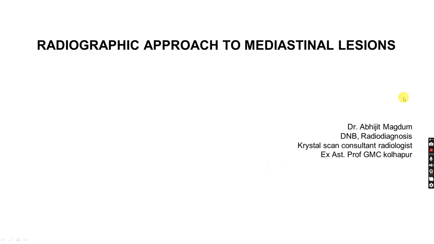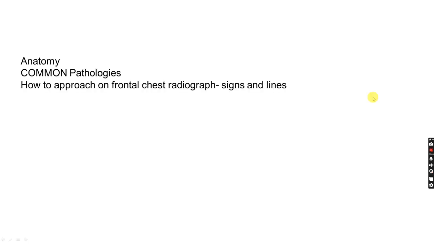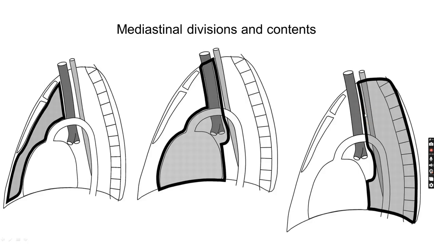Okay, we will see one by one. We will see anatomy. Then, based on the anatomy, there will be pathologies, obviously, and then we will see how to approach on the frontal chest radiograph. This slide is showing the anterior, middle, and the posterior mediastinal divisions, how they are divided.